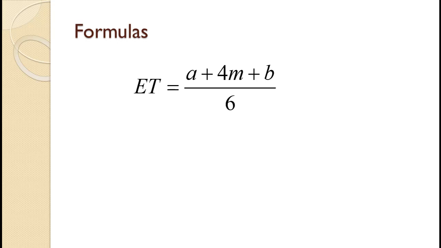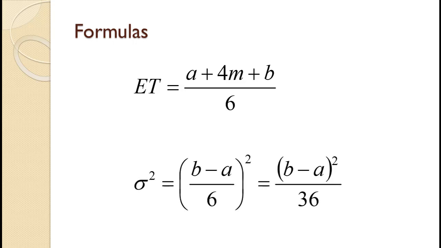The expected completion time for an activity is the optimistic time plus 4 times the most likely time plus the pessimistic time, quantity divided by 6. Note that the 4 and 6 are constants in this formula. The activity variance is the pessimistic time minus the optimistic time, quantity divided by 6, all squared. Note that the 6 is a constant. This is mathematically equivalent to the pessimistic time minus the optimistic time, quantity squared, all divided by 36.